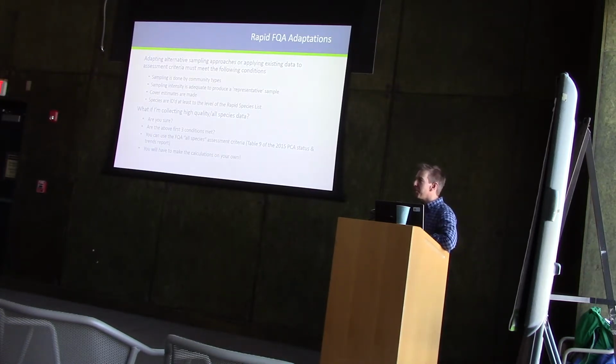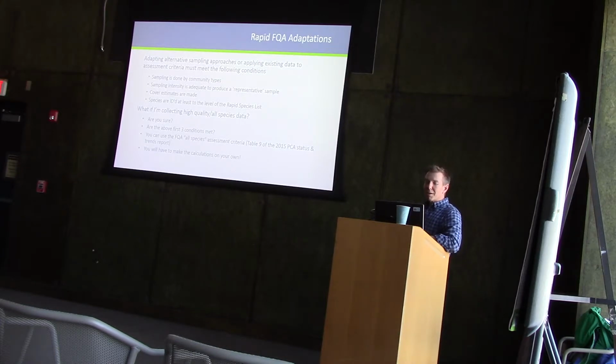Now that's going to be in the eye of the beholder, obviously, but if you're defining your site and it looks like you're sampling this patch or that patch, you might say, well, it's not really full representation. And then finally, we've got to have some cover estimates to work with. It doesn't have to be the same cover classes. It can be different types, but it should still work fine. And then finally, you've got to have the taxonomic resolution at least to that rapid species list. It can be greater than that, but it can't be less than that.